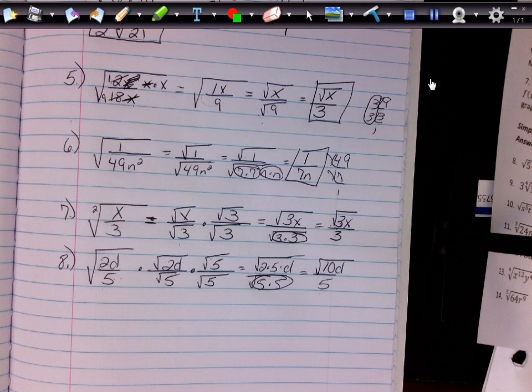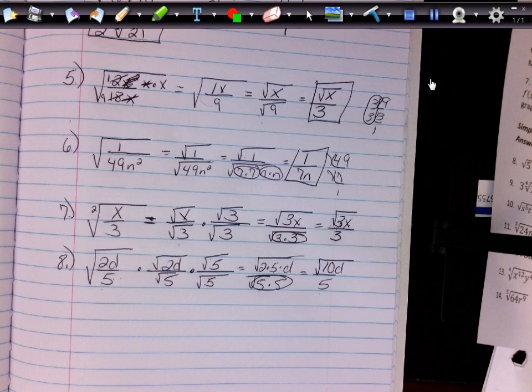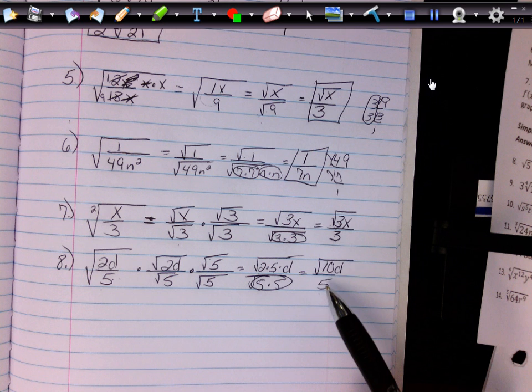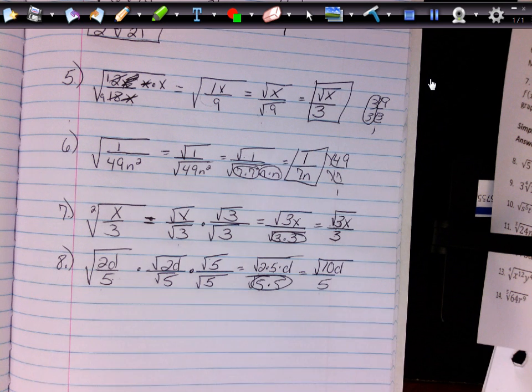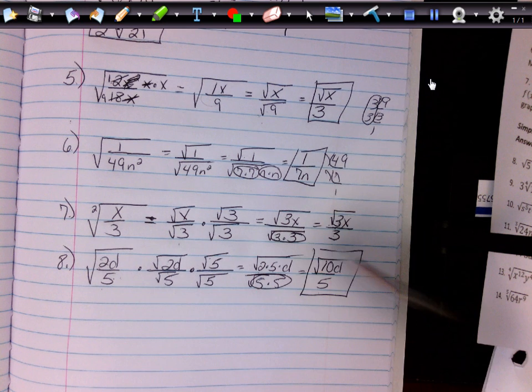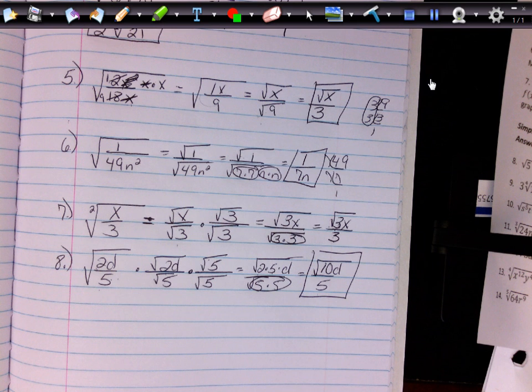So I have the square root of 10d over 5. Again, don't reduce 10 over 5, because this isn't 10, it's the square root of 10, so just leave it exactly the way it is. That is my final answer right there. Please make sure you have all of the work down before you move on.